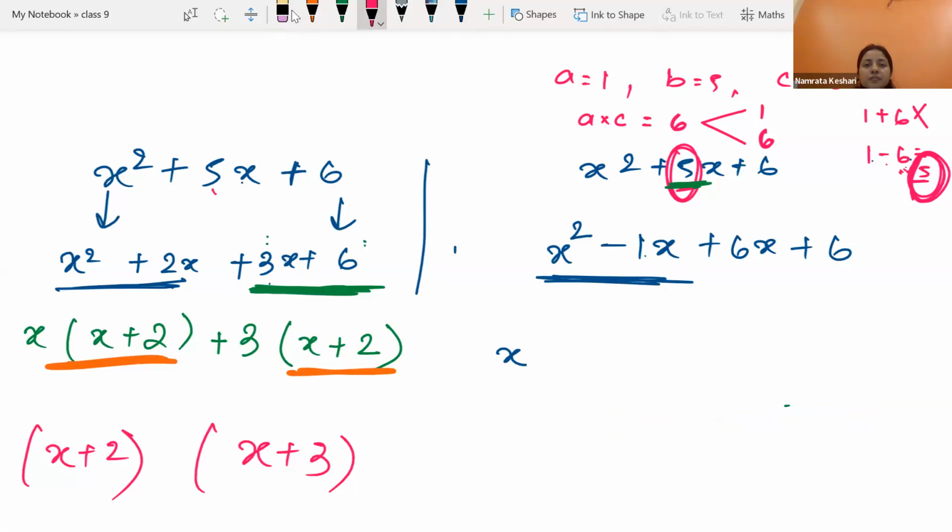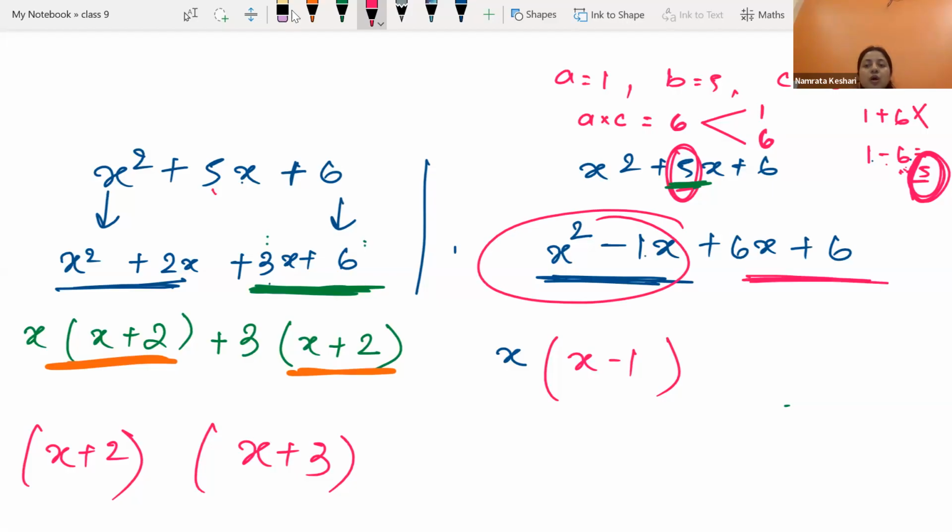Right? And the remaining is x minus 1. Are you getting it? From these two, x is common. The remaining is x minus 1. From the next two, what is common? 6. And the remaining will be x plus 1, right? Plus 1.